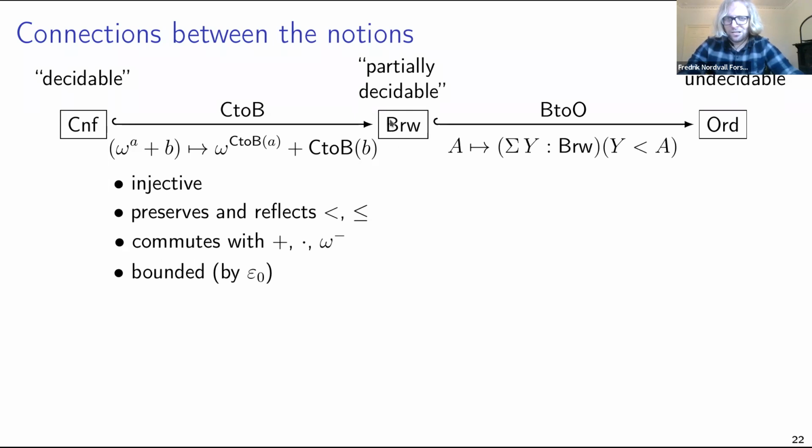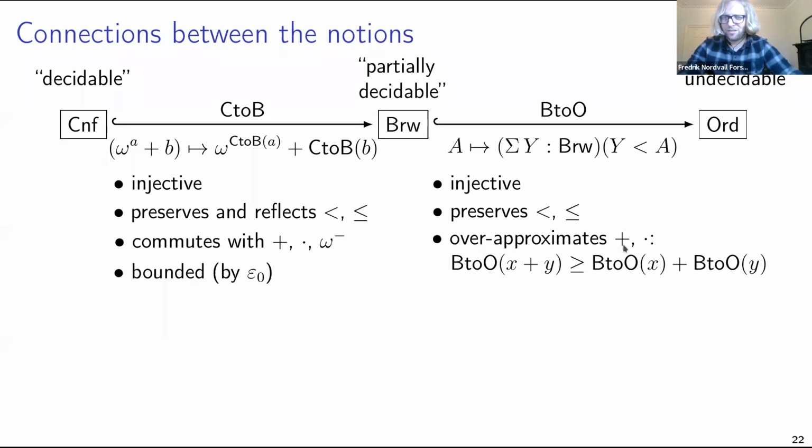And similarly, you can go from a Brouwer tree to a book ordinal by sending the Brouwer tree a to all the Brouwer trees which are strictly smaller than a, right? So it's the initial segment given by a here again. Right? And you can show that this is injective and that it preserves the order.